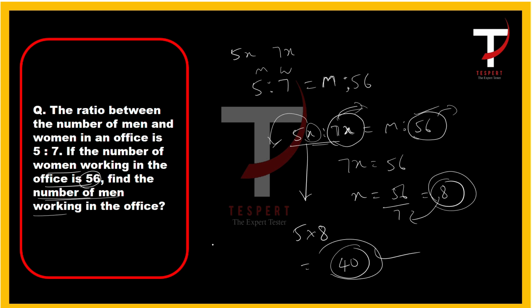So if you again calculate the ratio, what happens? Simplify this, you will get 5:7 as the ratio of men and women.